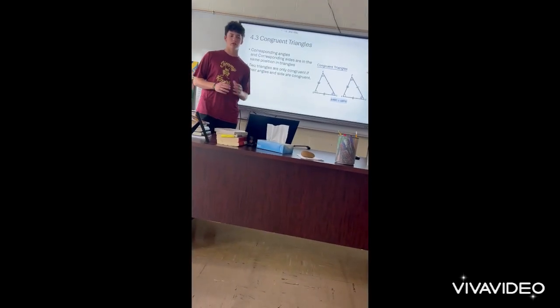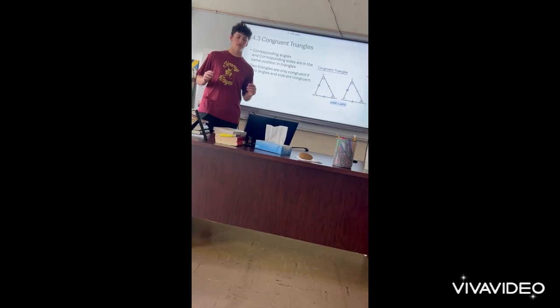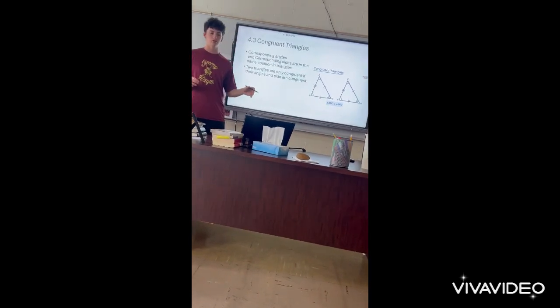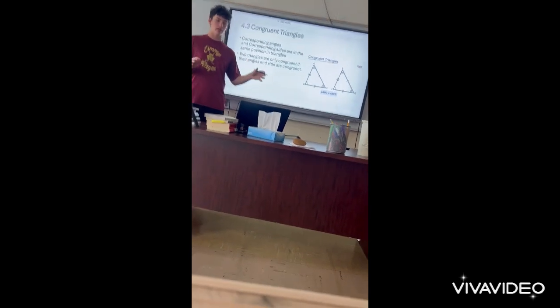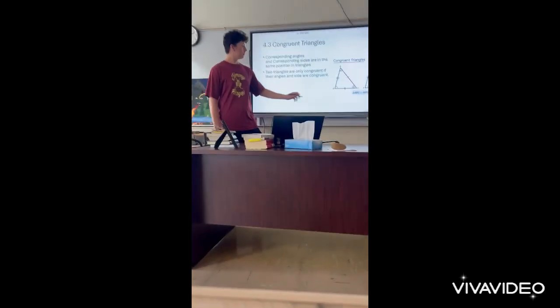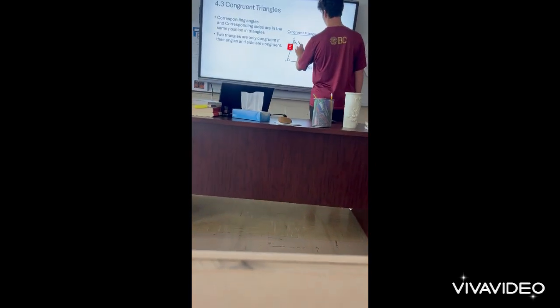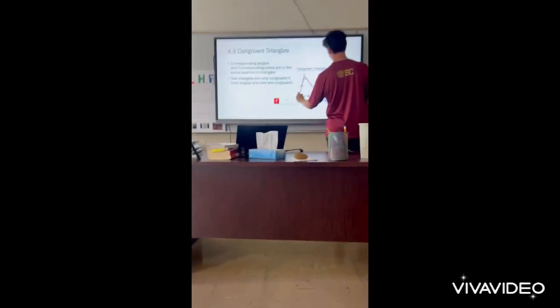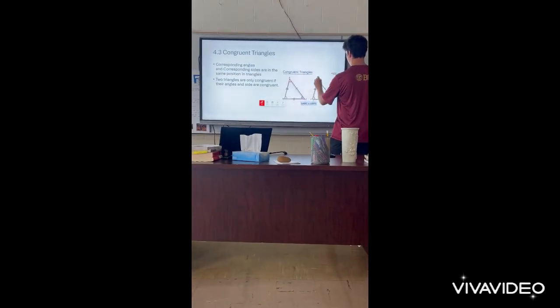4.3 Congruent triangles. Corresponding angles and corresponding sides are in the same position in triangles. Two triangles are only congruent if their sides and angles are congruent. An example would be in triangles A, B, C, D, E, F, G.